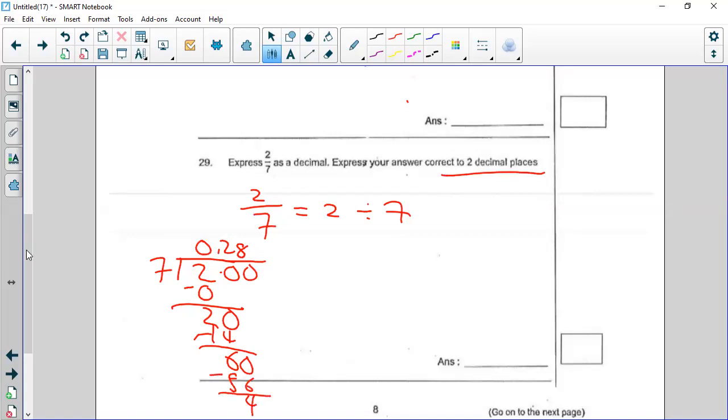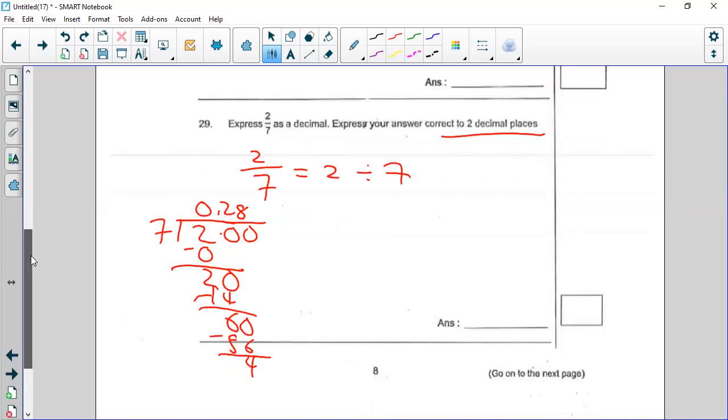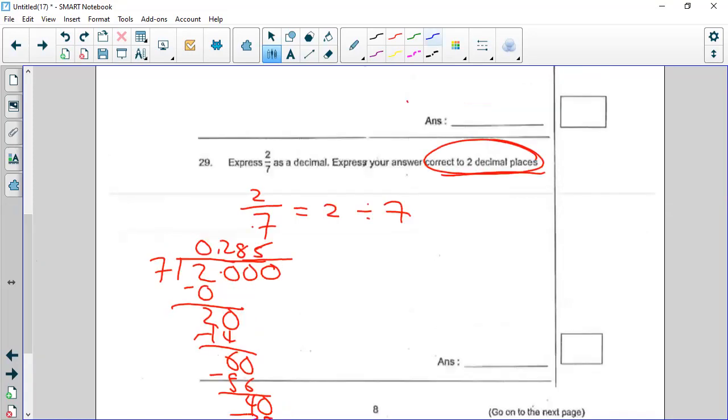If any one of you put the answer as 0.28, it is wrong because you did not do rounding. You need to do rounding. So add 1 more 0. Then pull the 0 down, and then 5 times 7 is 35. And then you can stop dividing already because you can do rounding. So how to do rounding? Draw a line to show how 2 decimal places look like. Look at the digit nearest the line, which is a 5. Is it 5 or bigger? Yes, add 1 on the next digit. And what's your answer? 0.29 after rounding to 2 decimal places.